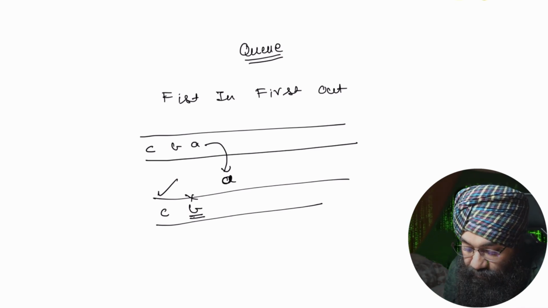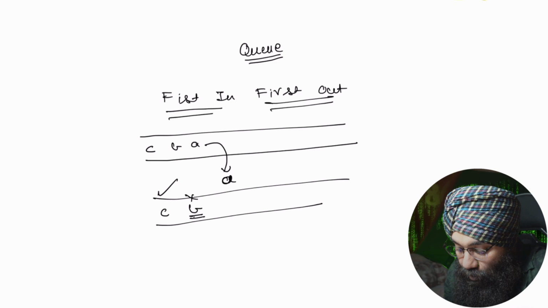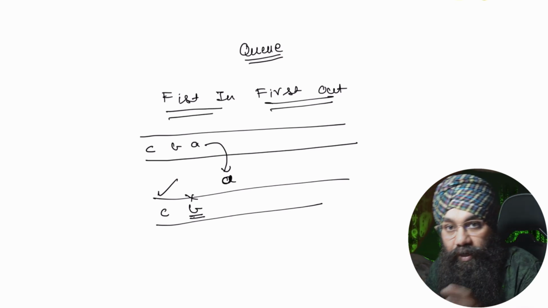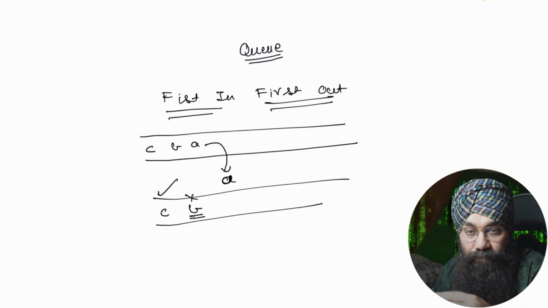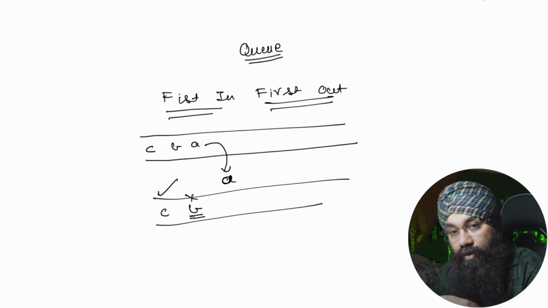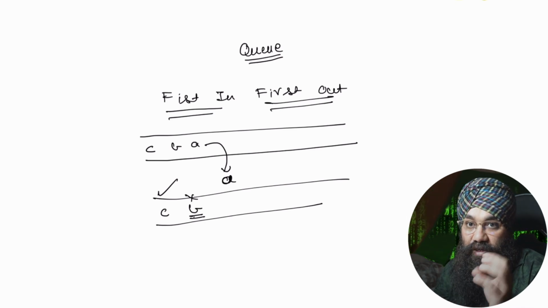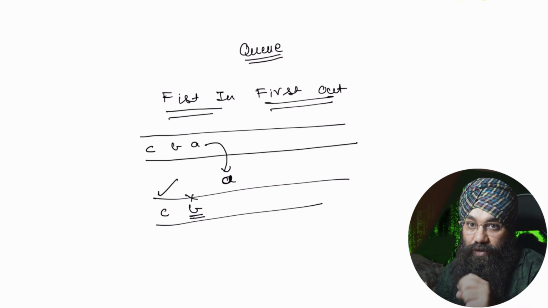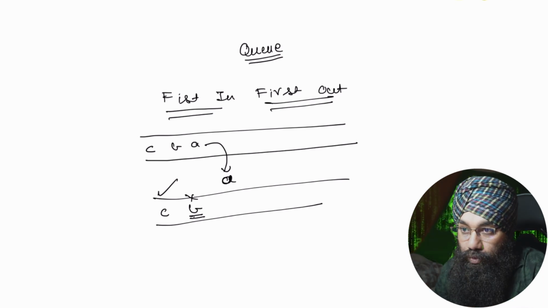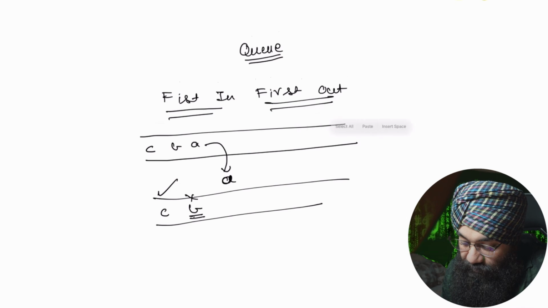That is why it is said first in, first out. So it maintains the order in which elements are inserted into it, and in the same order only you can get the elements out of it. So that is why it is called FIFO, first in, first out. Okay, so there are many types of queues available in Java.